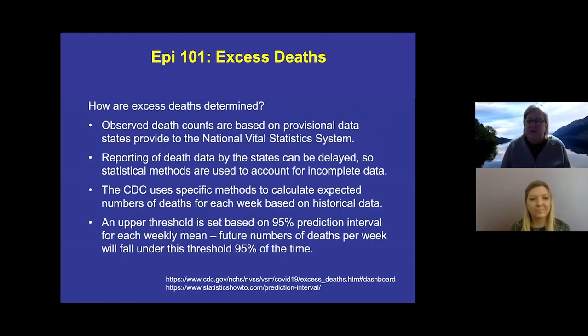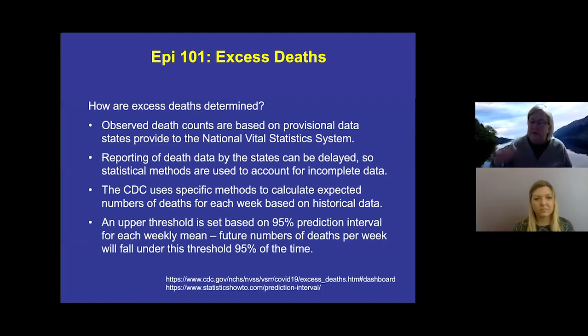So how do people determine excess deaths? Well, every state in the country provides the National Vital Statistics System with the observed death counts. Now, the reporting of death data by states can be delayed. There is a long process for that. So there are statistical methods that can be used to account for the incomplete data. The CDC also uses methods to calculate the expected number of deaths for each week, based on historical data. And what I'm going to show you today, they go back to 2013 to calculate these expected number of deaths for each week of the year.